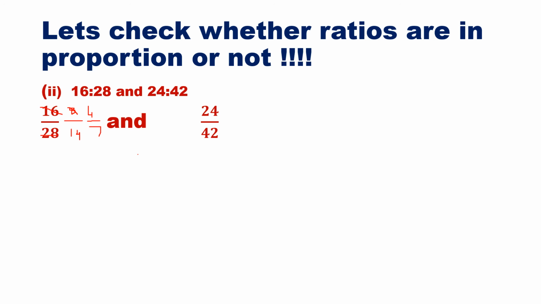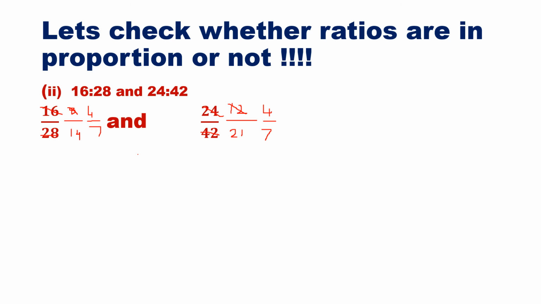Let me try this one now. 2 1s are 2, 2 2s are 4. And here 2 2s are 4, 2 1s are 2. So I got 12 by 21. I know that both of them can be cancelled by 3, isn't it? So 3 4s are 12 and 3 7s are 21. Oh, I'm getting 4 by 7 here and I'm getting 4 by 7.